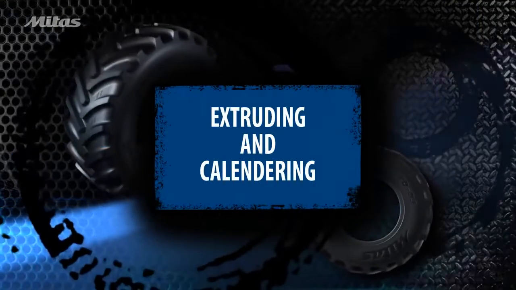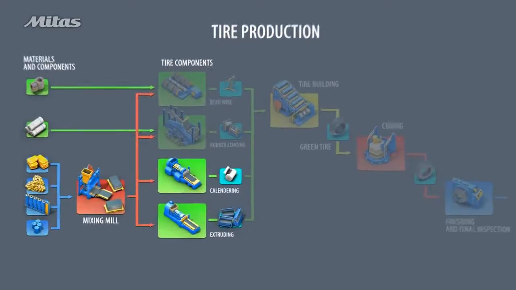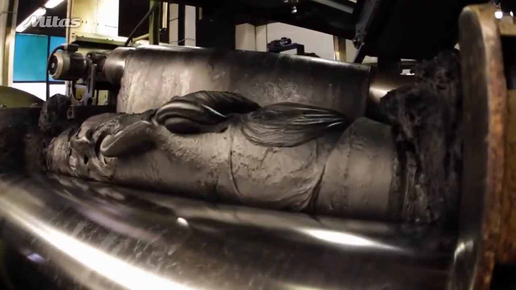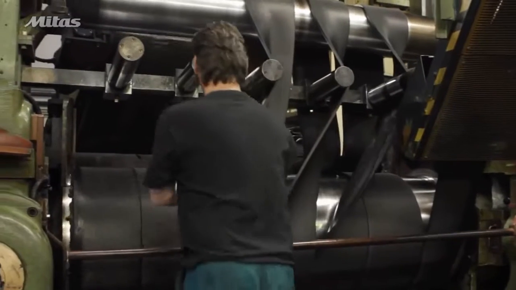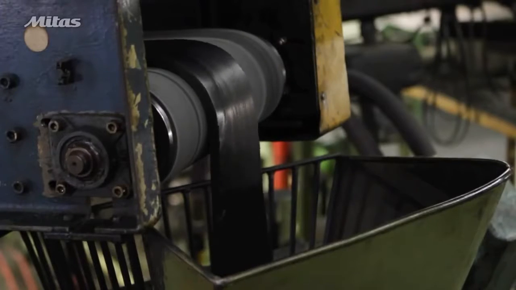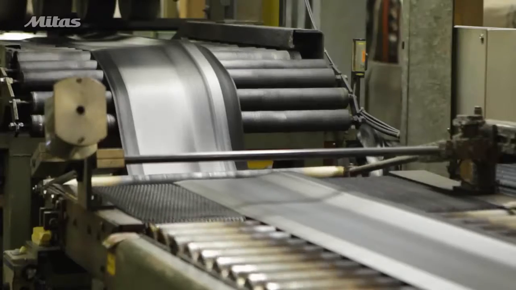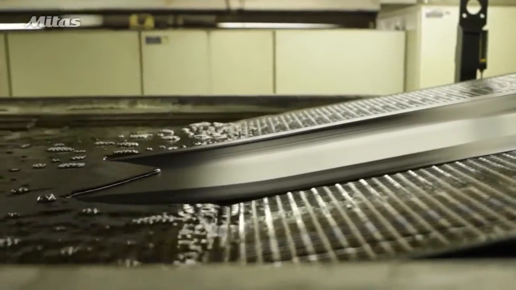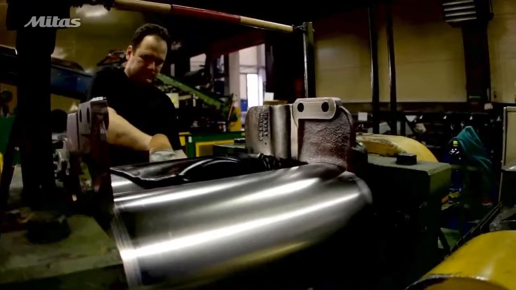Extruding and calendaring of tire components. The mixing rubber compound is used for calendaring the inner liner and extruding the tread and sidewall. First, the rubber compound is heated. Then the compound is put through extruder machines, where the tread and sidewalls are formed into required shapes. The extruders produce a continuous sheet of tread rubber. The sheet is then cooled and cut to specific tire lengths. The inner liner is produced by calendaring.